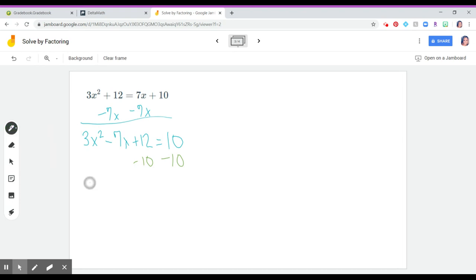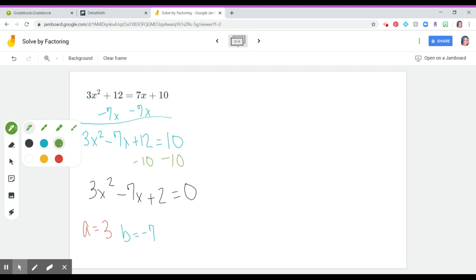And what I get is 3x squared minus 7x. But then 12 minus 10 is positive 2. And so I'm going to identify my a. This time it's positive 3. The b value is negative 7. And my c is 2.